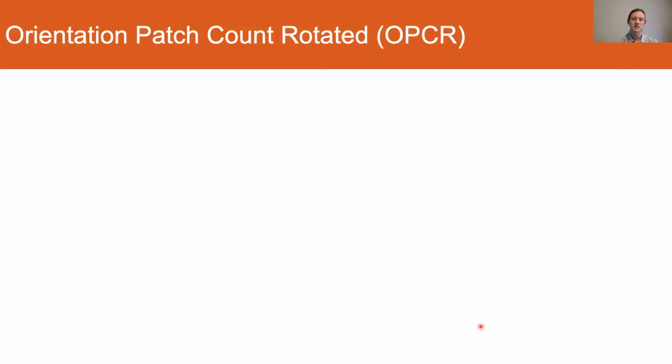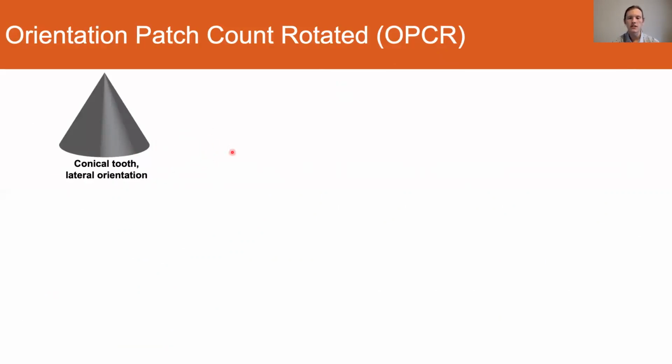To quantify tooth complexity, we used the method orientation patch count rotated, or OPCR for short. Allow me to break down what OPCR is and what it shows us. I'll start with the hypothetical, perfectly conical tooth viewed from a lateral perspective. In OPCR, teeth are analyzed from an occlusal or top-down perspective. In other words, imagine you're the prey item and you're looking down at the tip of this tooth.